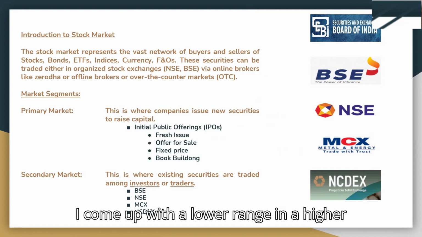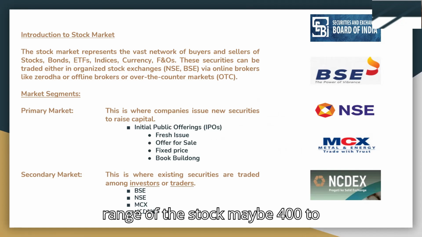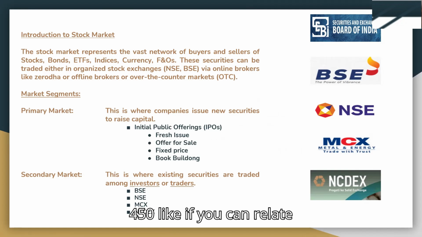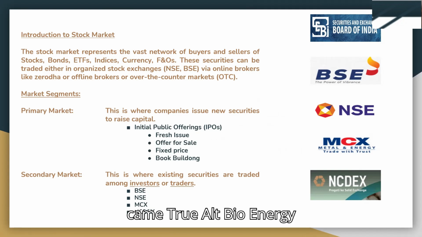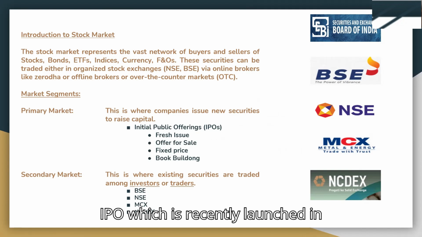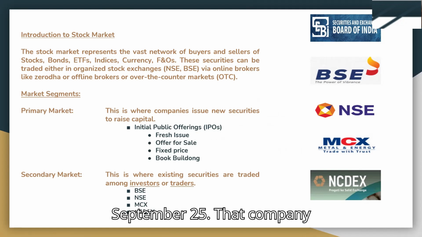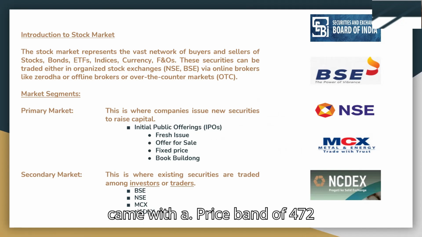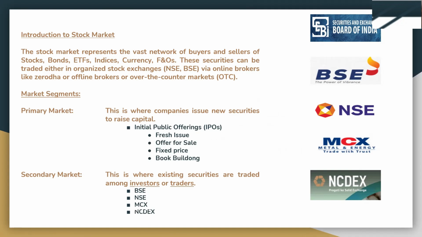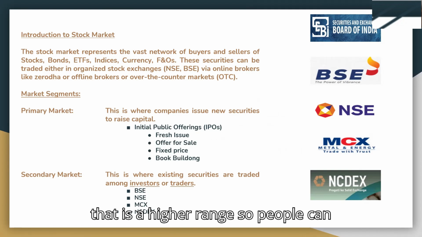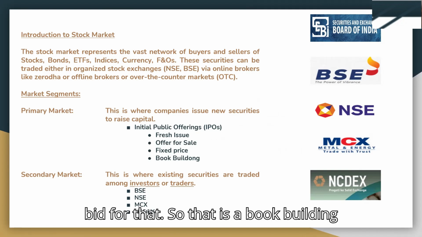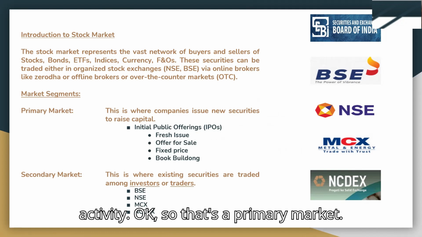As a company, I come up with a lower range and a higher range of the stock, maybe 400 to 450. Like if you can relate it in Nifty, BSE and NSE, there is a new company that came, True Alt Bioenergy IPO, which was recently launched in September 25. That company came with a price band of 472, that is the minimum range, and 496, that is the higher range, so people can bid for that. So that is a book building activity. Okay, so that's the primary market.